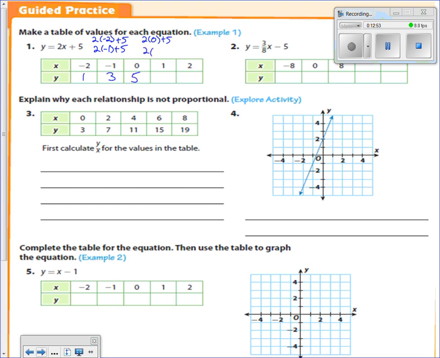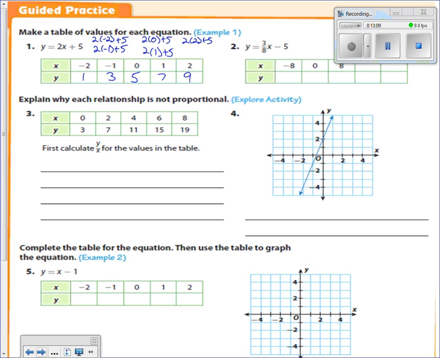And 2 times 1 plus 5. 2 times 1 is 2. 2 plus 5 is 7. Last, 2 times 2 plus 5. So that is 4 plus 5, which equals 9. Alright, so that's number 1.